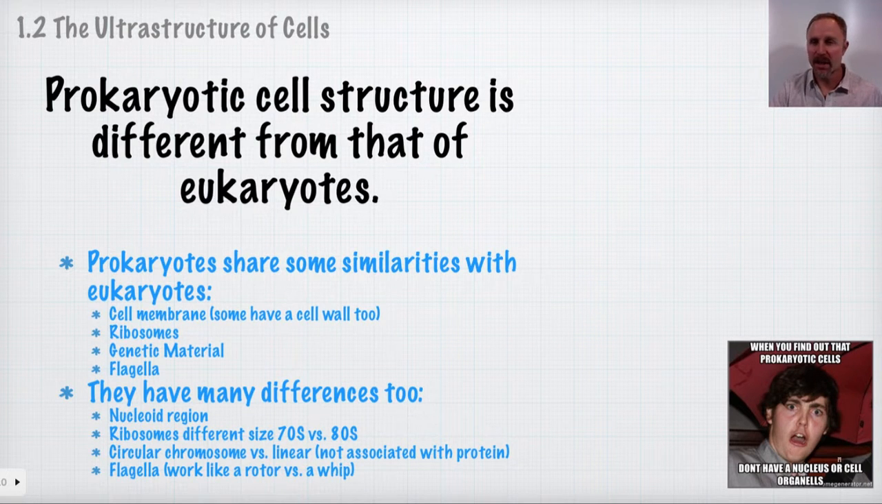And the flagella, even though they both have flagella, the flagella in a prokaryotic cell is much like a rotor.